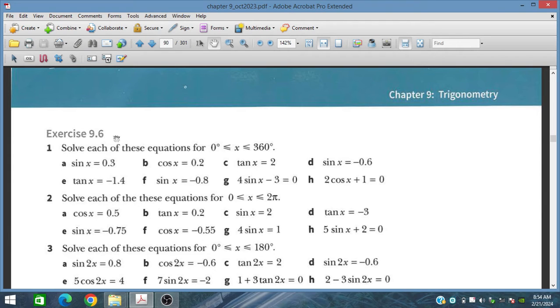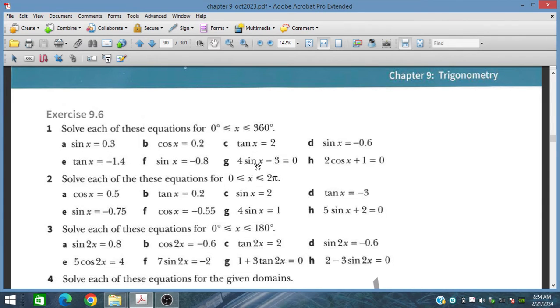From the topic of trigonometry from the additional mathematics course for IGCSE and O level students. In this session we will solve some trigonometric equations for the range of x from 0 to 360 degrees. So we'll plot this and we'll solve it. Let's start with question number 1.